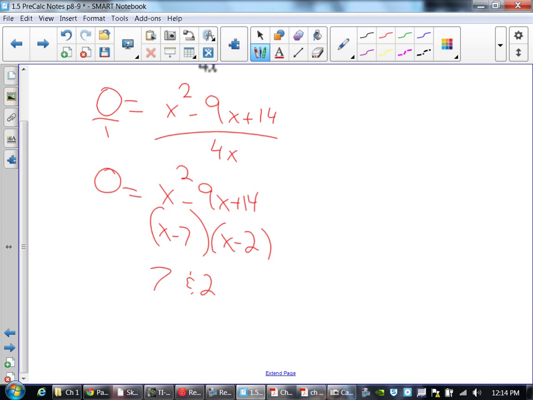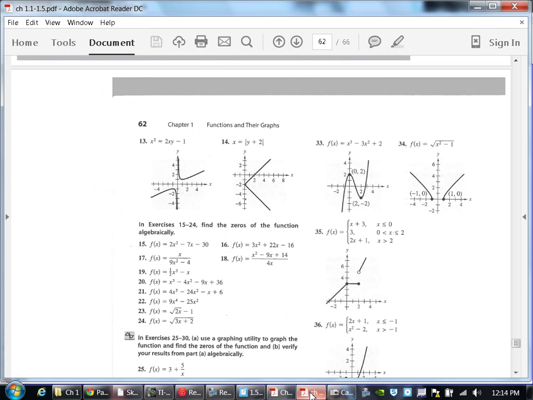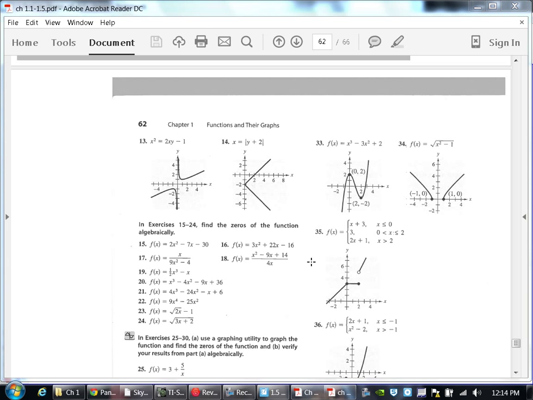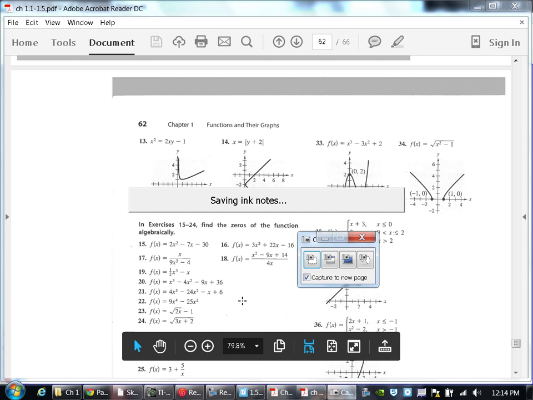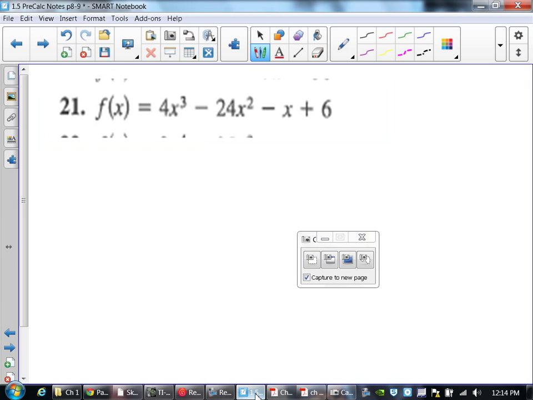Factor by grouping. The trick here is you've got 4 terms in descending powers. Factor it by grouping. Go GCFs. The GCF here is going to be 4x squared. So I have x minus 6.